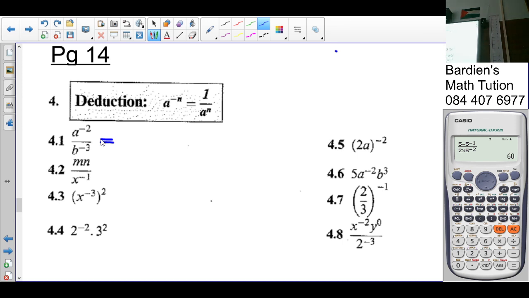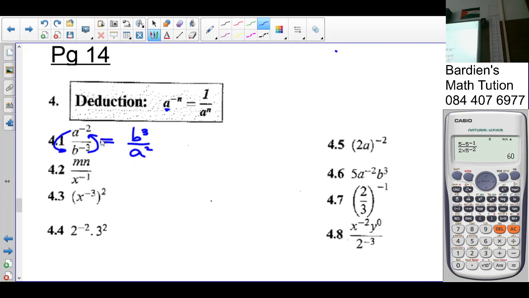So you see this a to the negative n can be written as 1 over a to the n. If the exponent is negative as a numerator, it will be positive as a denominator. If the exponent is negative as a denominator, it will be positive as a numerator. Okay. So where must this go? That one must go. So it's going to be b cubed over a squared. We spoke about that in our last lesson. Okay. You don't have to go through all those steps.